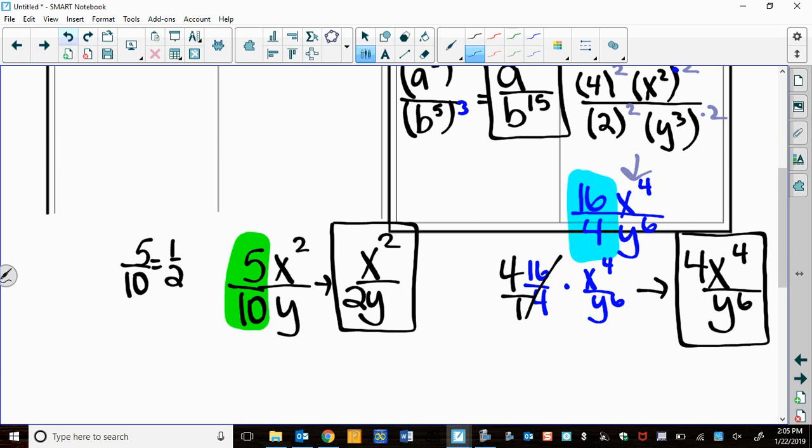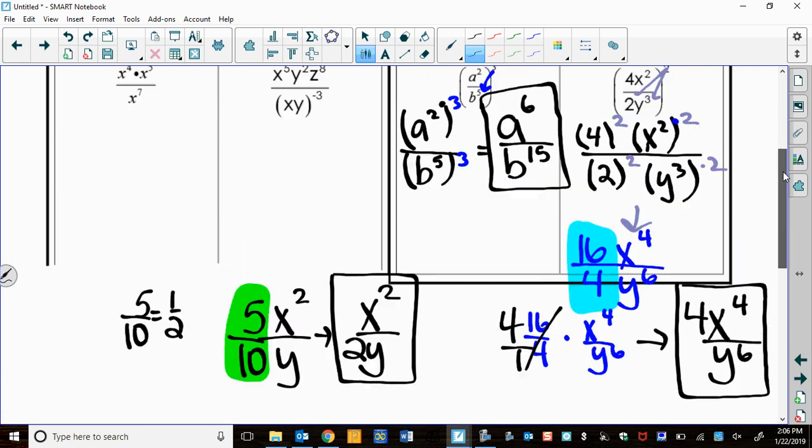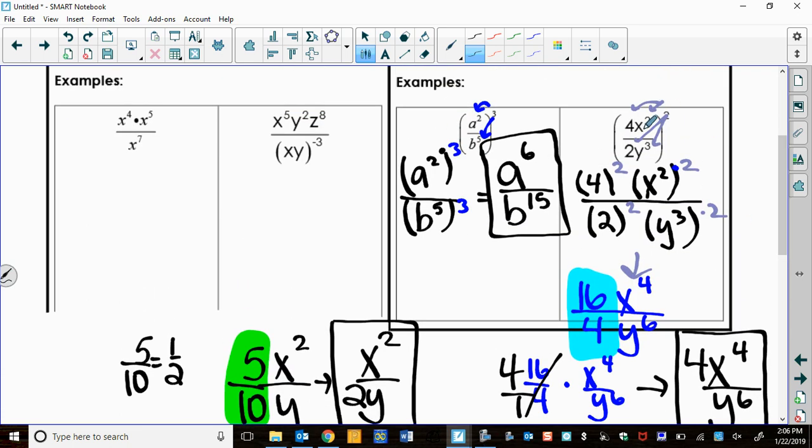Okay, so the biggest thing to take away from this video is please look at the coefficients, make sure that you simplify them, and that you multiply and distribute the exponent to everything inside the parentheses.